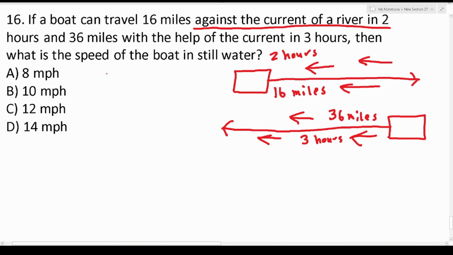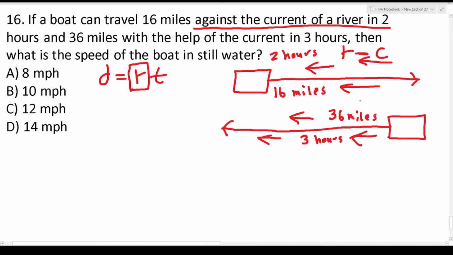So again, we're working with the distance formula here. Distance equals rate times time. That said, our rate is being affected by the speed of the current. In this case, the current is working against the boat. So it's actually slowing down or subtracting speed away from the boat. So I'm going to call this R minus C, where R refers to the rate of the speed of the boat and C refers to the current.